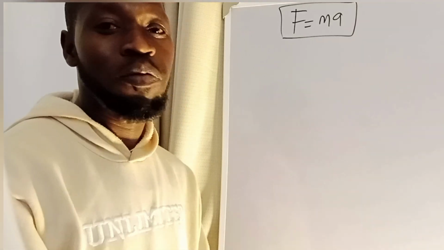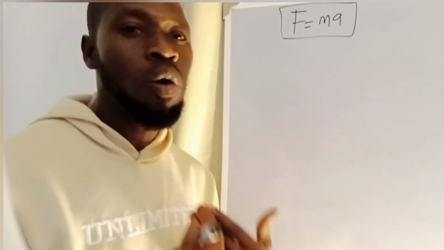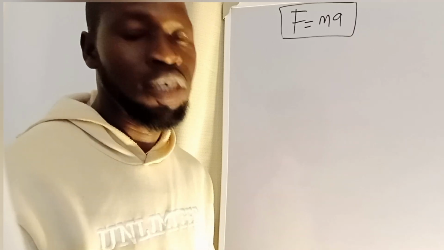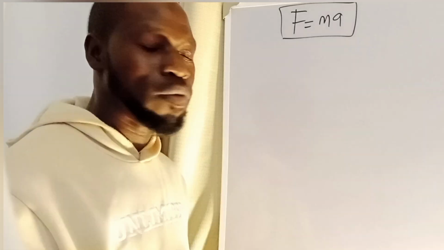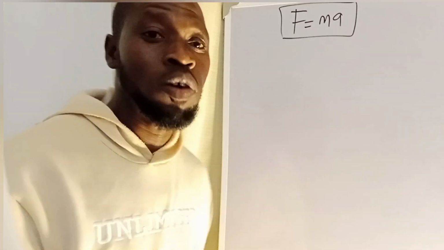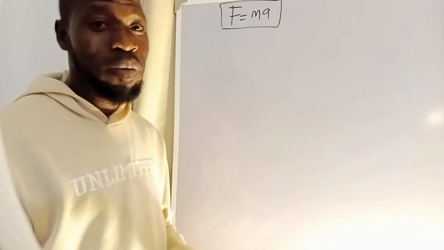The first law of motion states that every object will continue to remain at the state of rest or constant motion except a force is acted on it. This is called the law of inertia. All objects will remain at the state of rest or constant motion except the force is applied to it. That's the first law.